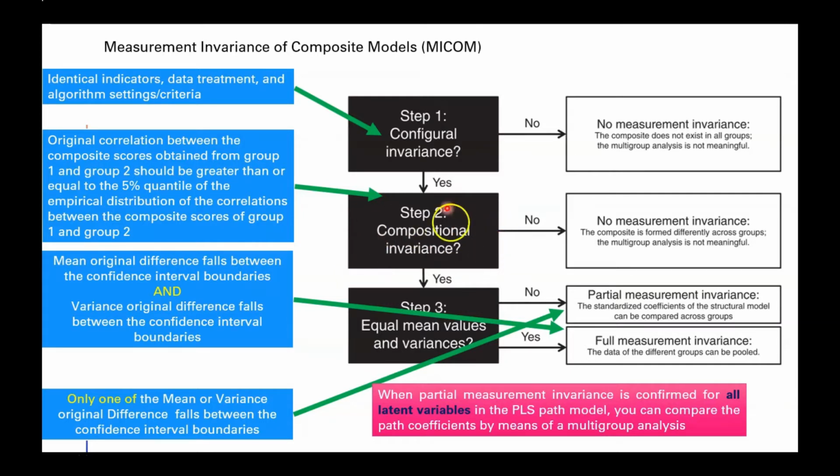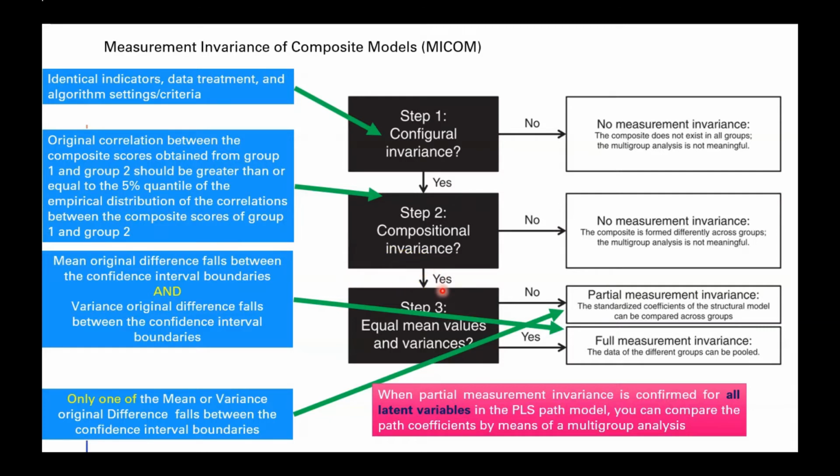To meet this requirement of the analysis, you need to focus on the original correlation between the composite scores that are obtained from group 1 and group 2. Basically, this original correlation should be greater than or equal to the 5% quantile of the empirical distribution of the correlations between the composite scores of group 1 and group 2. If you fail to meet this requirement, again, you cannot proceed with your analysis. In case you manage to meet this requirement, in other words, this original correlation is equal or greater than this statistic here, then you can proceed to the third step.